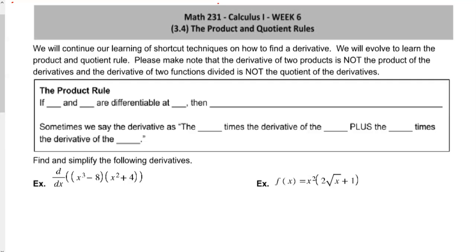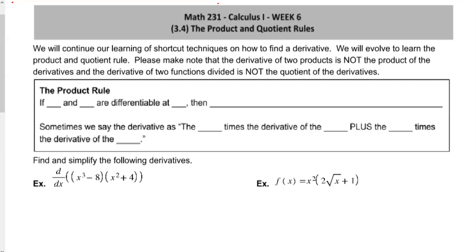All right, we're moving into section 3.4 on this screencast and keeping on our learning of our rules of differentiation. So in the previous one we talked about the differentiation of a constant and the derivative of a power, a variable to a power. Now we're going to evolve into the product and the quotient rule. So we will continue our learning of shortcut techniques on how to find a derivative. We will evolve to learn the product and quotient rule.